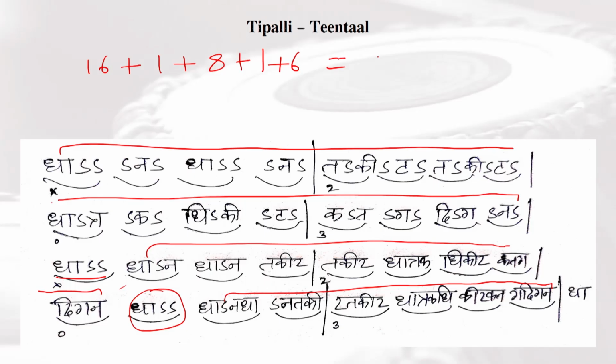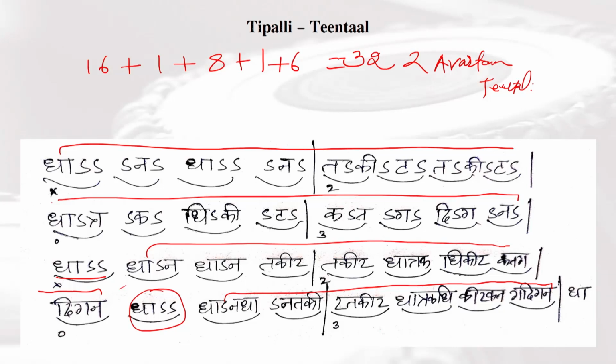So we get 16 plus 1, 17, 17 plus 8 we get 25. So total we get 32 matras. So this is 6 plus 1, 7, 7 plus 8, 15, 16 and 16. So this is 32 matra, that is 2 avartan. 2 avartan of teen tal.